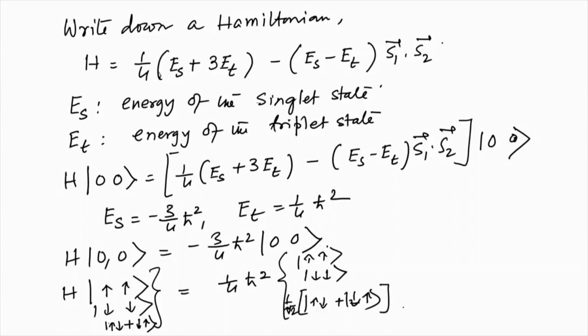So, that says that we have arrived at a Hamiltonian which gives us, for a two particle problem, the correct energy eigenvalues for a system of two spin half particles. Okay. And this is that Hamiltonian.